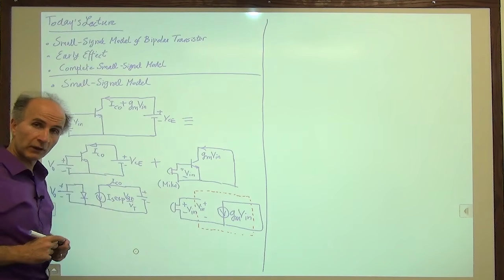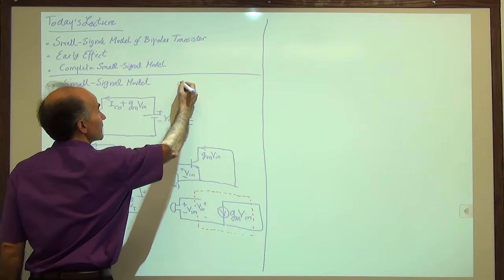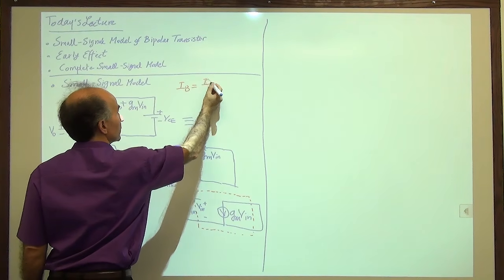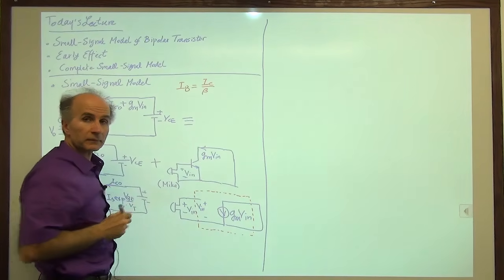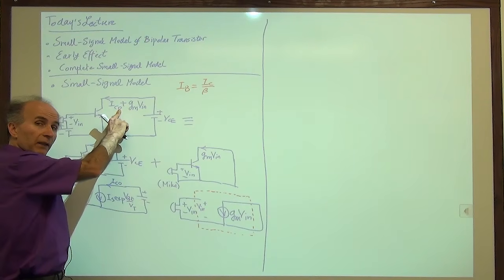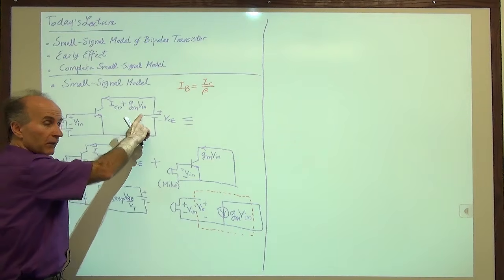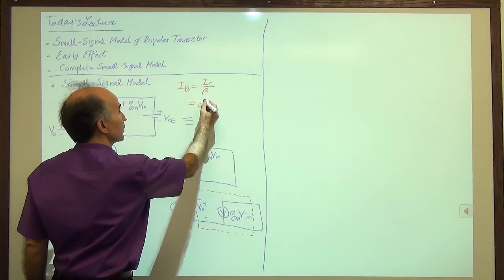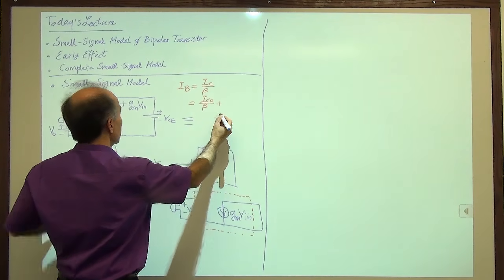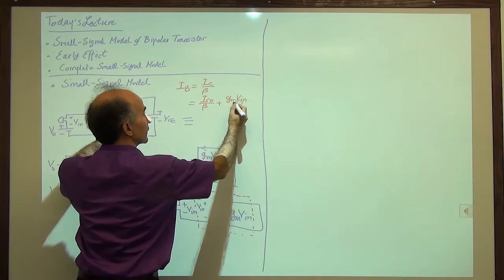Well, maybe it's not correct. So let's go back to fundamentals. What we do remember is that the base current is equal to the collector current divided by beta. Now, if the collector current is equal to IC0, a bias value, plus a signal value, then the base current should have something similar in it. So then it would be equal to the bias value divided by beta plus the signal value divided by beta.